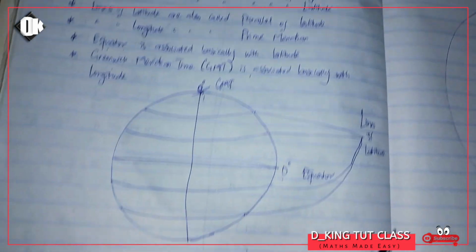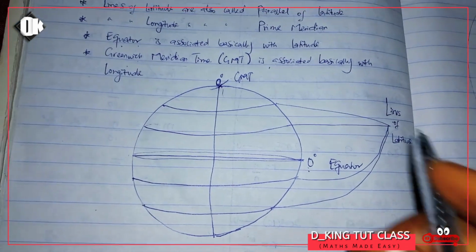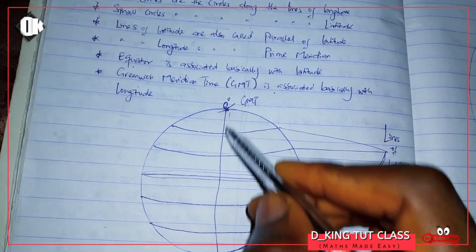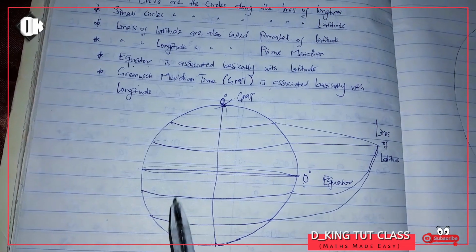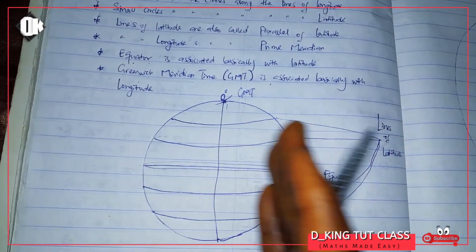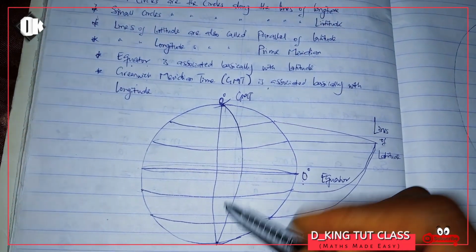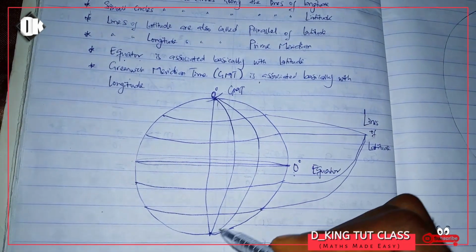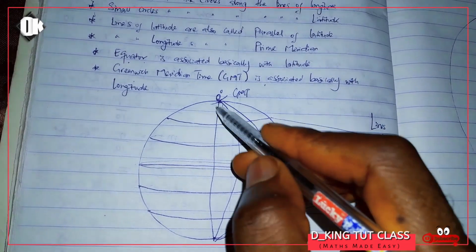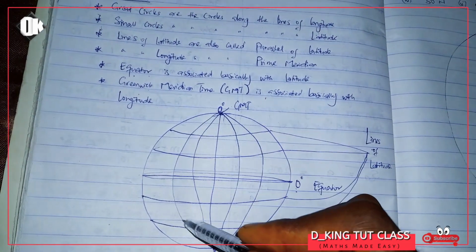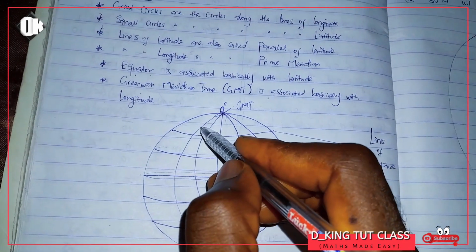And for this, how then will I draw my lines of longitude? Lines of longitude must start from this point and end here. Remember, this is my west, this is my east. Anything I'm drawing from my east would come like so, and so on and so forth. And for the west, I have this like so, and this like so.